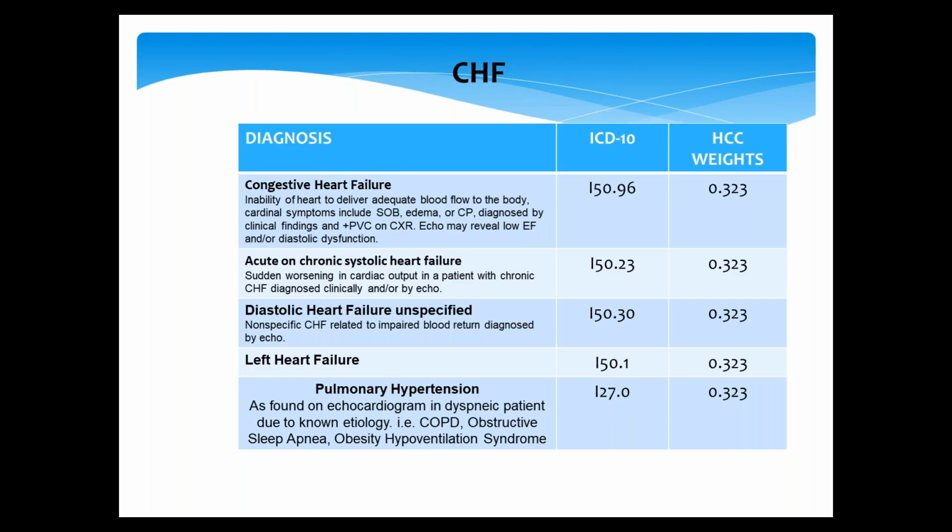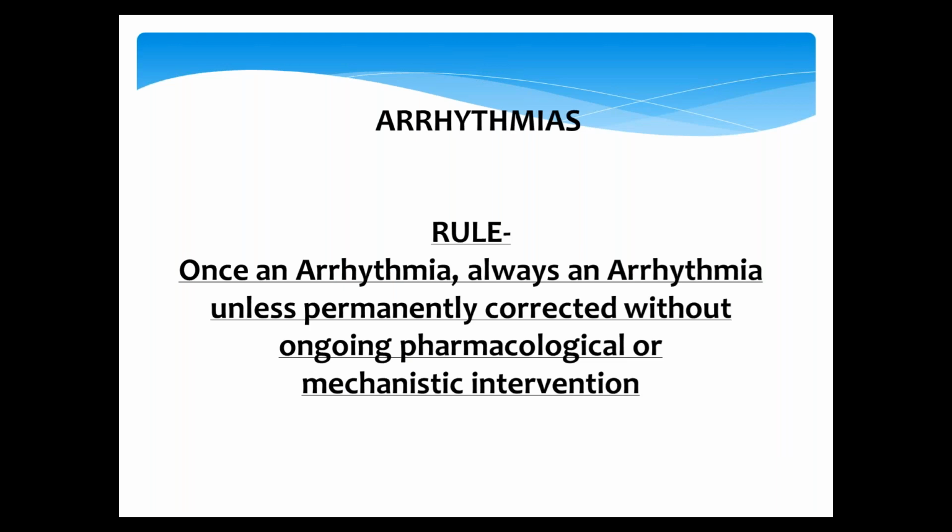And again, this shows you the different HCC weights for CHF. You can get more specific with systolic heart failure, diastolic heart failure, left heart failure, pulmonary hypertension. You can use any of those codes, but they're all going to code to the same HCC risk category, so they're all going to be 0.323.